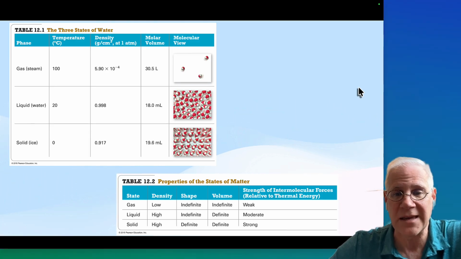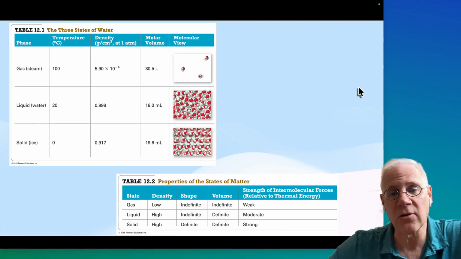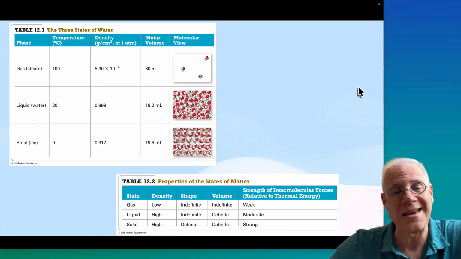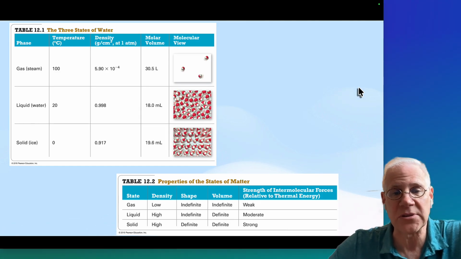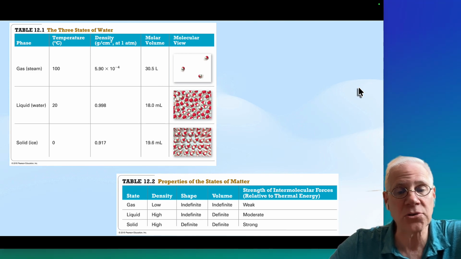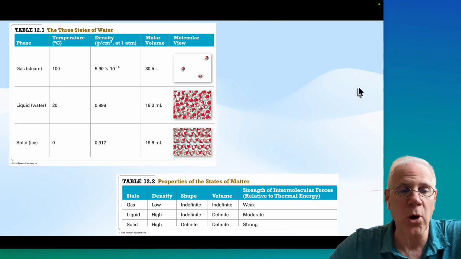Very different from what you have in a gas. The strength of the intermolecular forces relative to thermal energy, again, is moderate, which is why it's in a liquid state. You do have some molecules that can go into a gas phase, as we discussed in the previous lecture, but most of those molecules are going to remain in the liquid state.